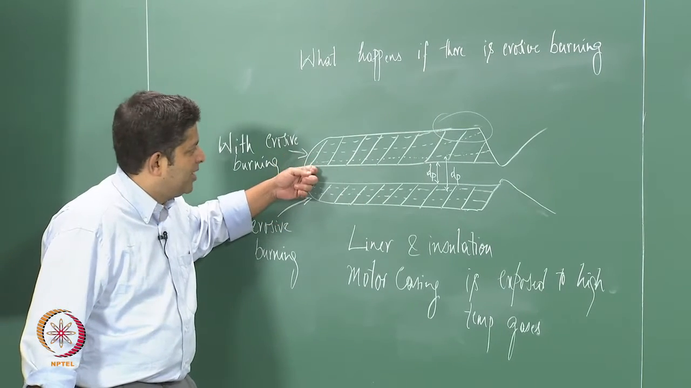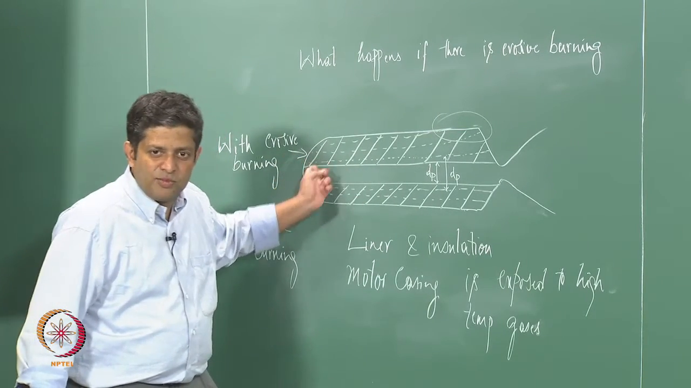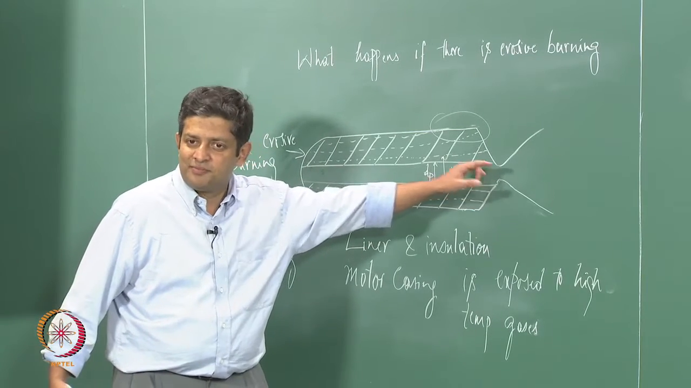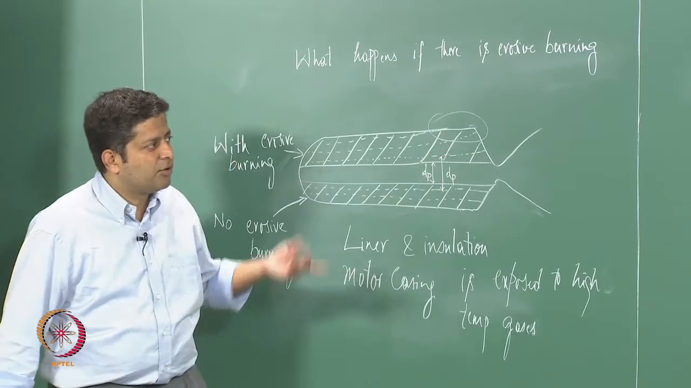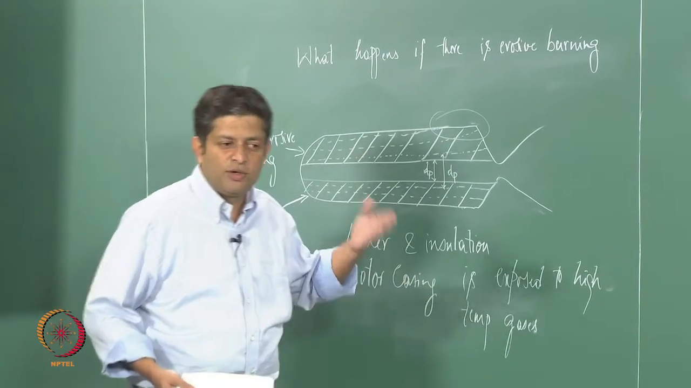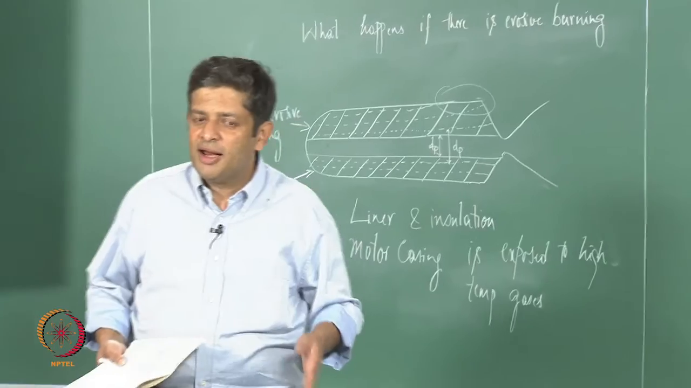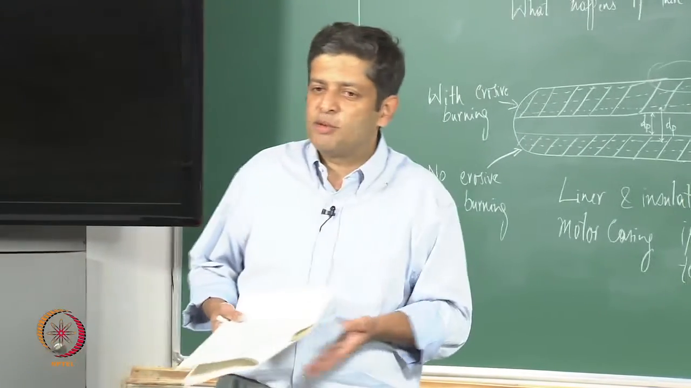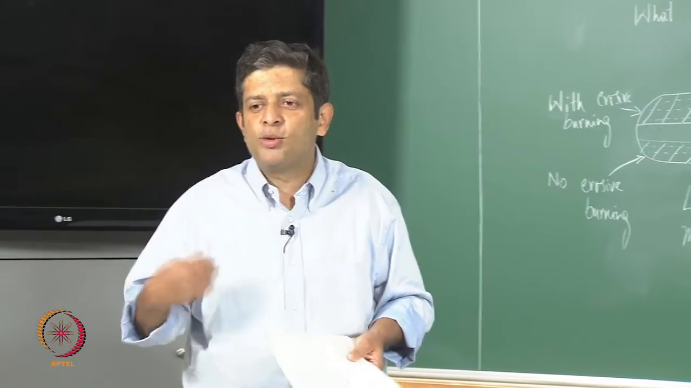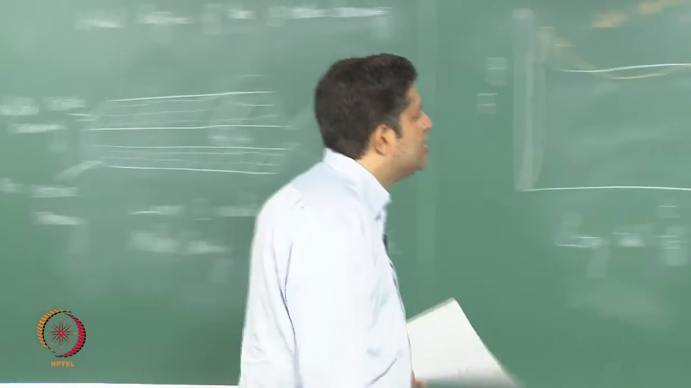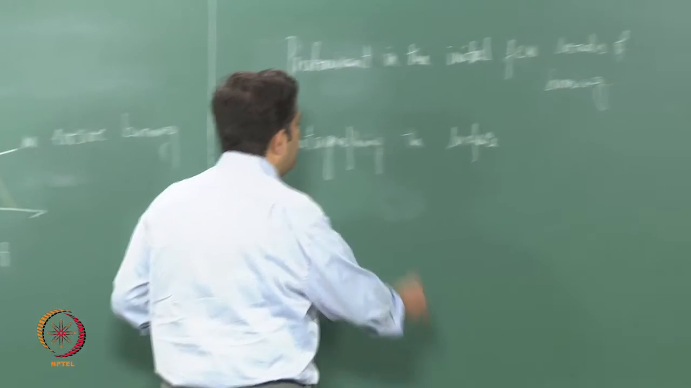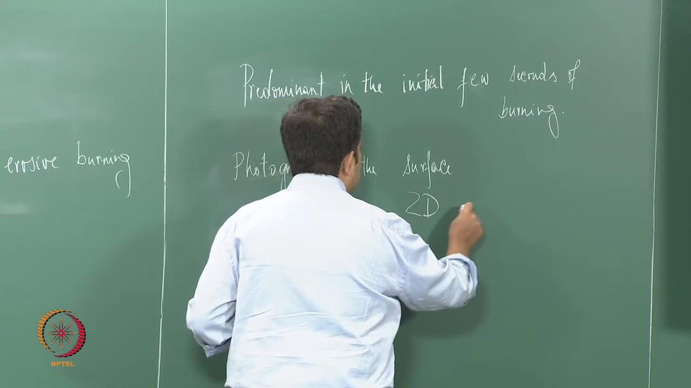And you will be able to make out that burning here is normal, whereas burning here is increased because of heat transfer. That is what is done in the photography technique. So they take high-speed photographs, and compare how this propellant surface evolves with time, and they will be able to quantify erosive burning. So this can be limited only to 2D geometries.